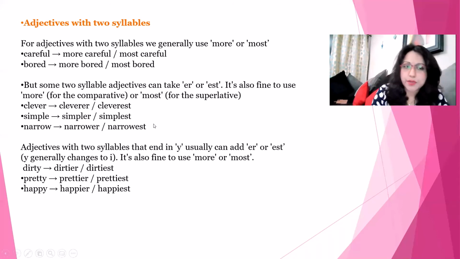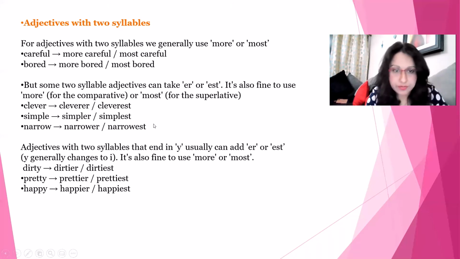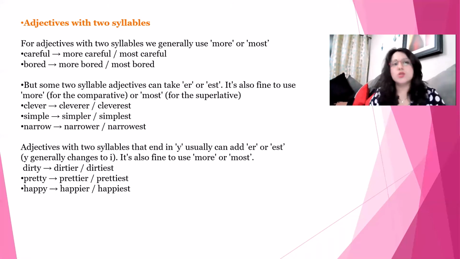Simple, simpler, the simplest. Narrow, narrower, the narrowest. Okay. So this you will remember with practice. But for now, you can remember that whenever you have two syllables, you add more and the most. Remember, I said whenever you are making your superlative, we need to add the THE. Do not forget that. Okay.